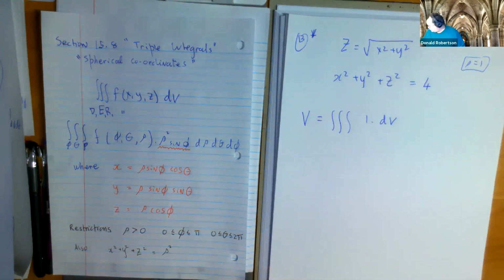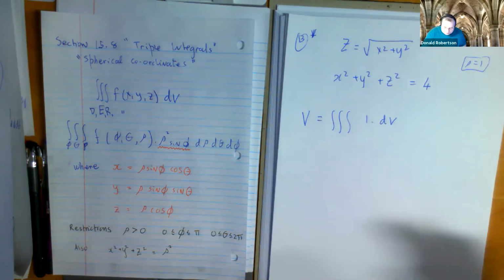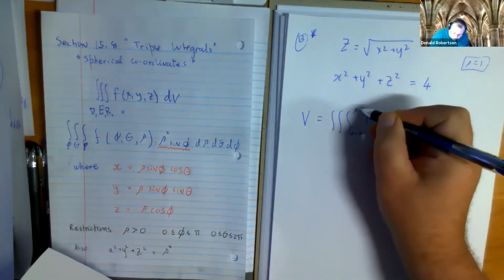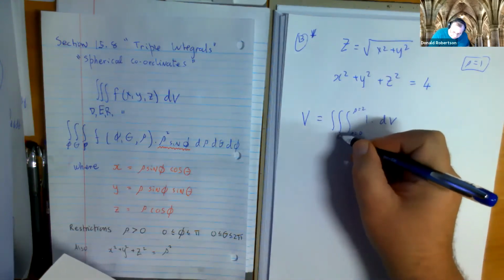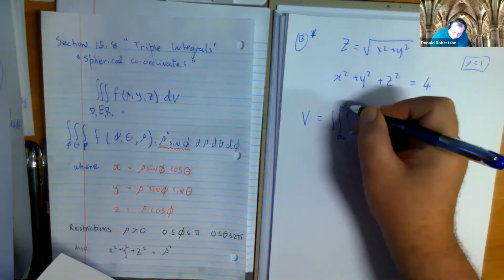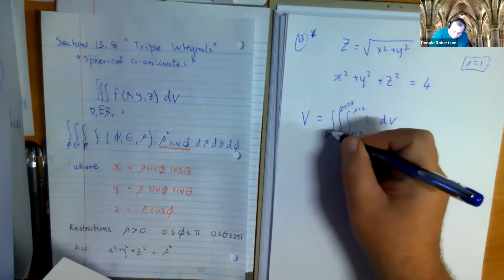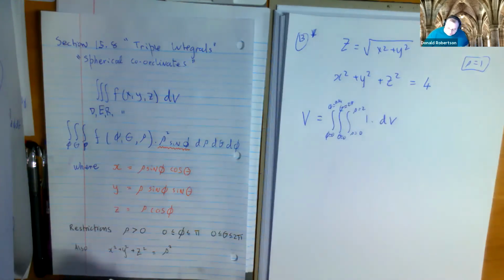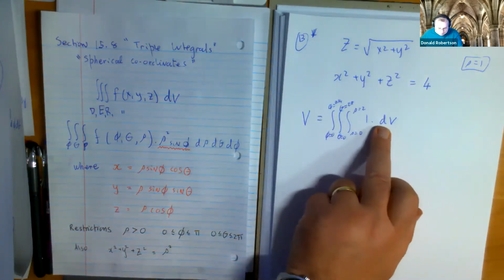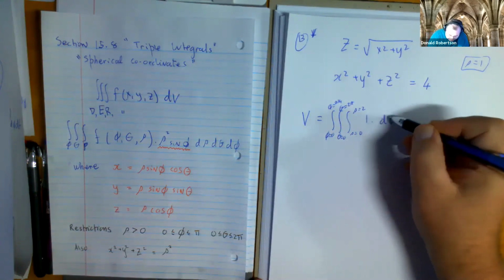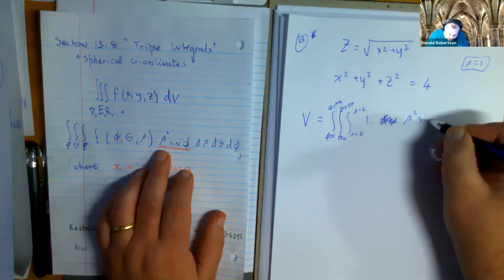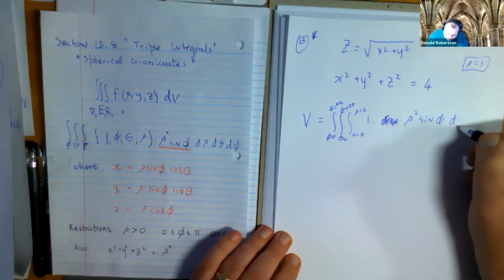This one I just did a few moments ago. Would you agree that rho goes from 0 to 2, that theta goes from 0 to 2 pi, and phi goes from 0 to pi upon 4, because we just found that out. And the dV now gets replaced, because we're doing spherical coordinates, by this.